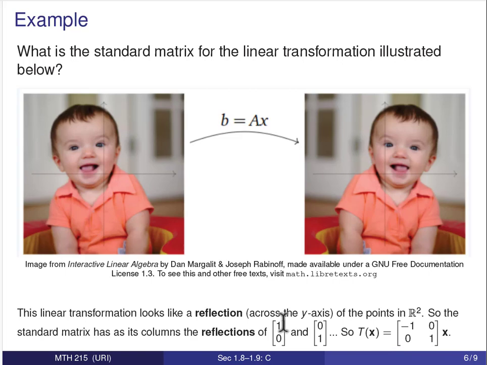Now remember that the 1, 0 had its image, -1, 0. The 0, 1 just got sent to itself. And so these columns of A come from what happens to these specific vectors. And that is the matrix that produces this change, as shown there.